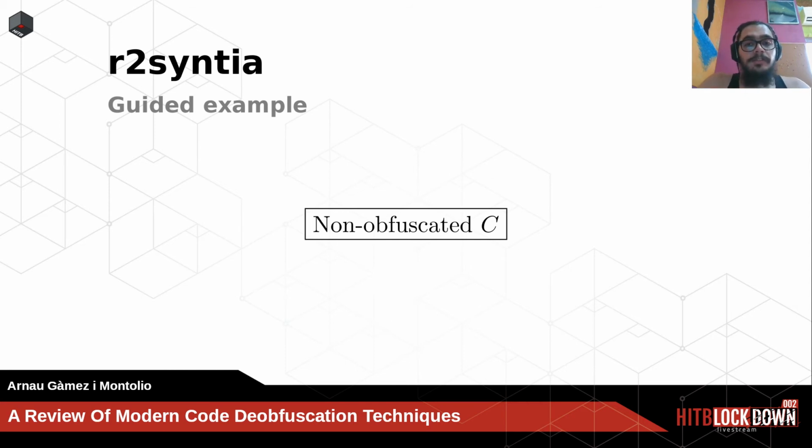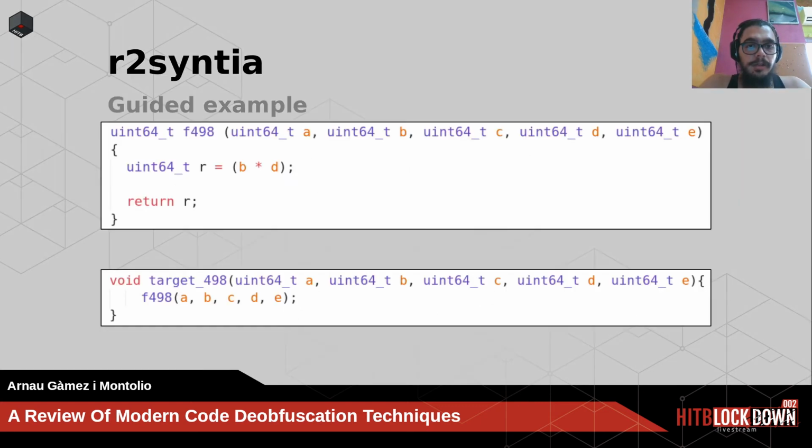We start with some piece of non-obfuscated C code. In this case, we have the function ef49a, which essentially only returns the value obtained by multiplying the second parameter times the fourth parameter.